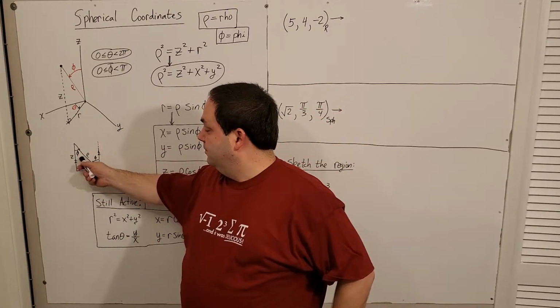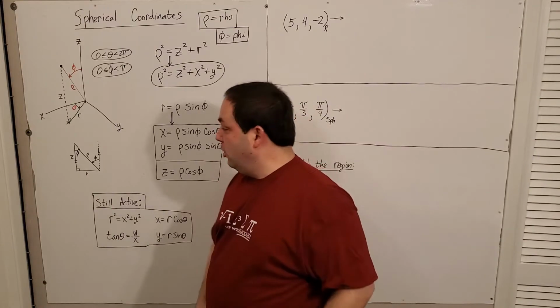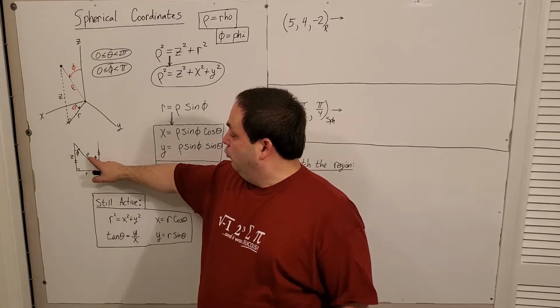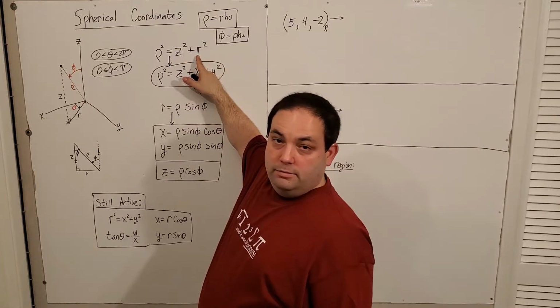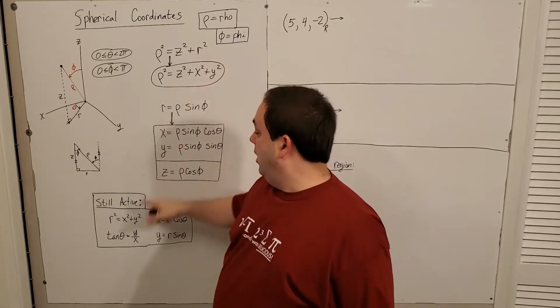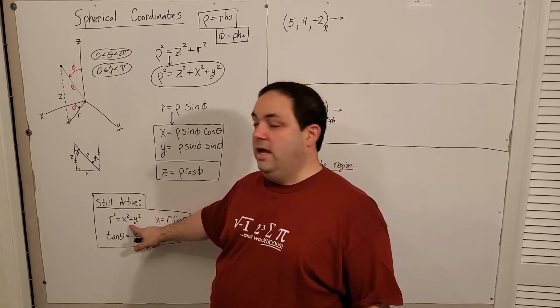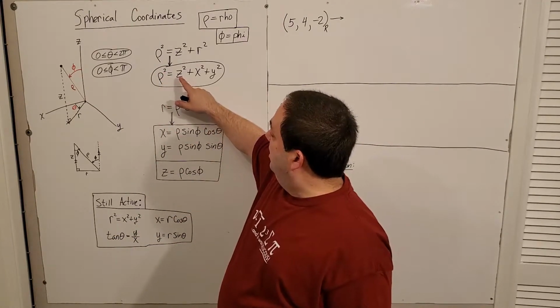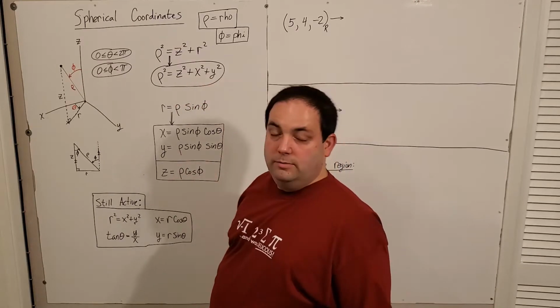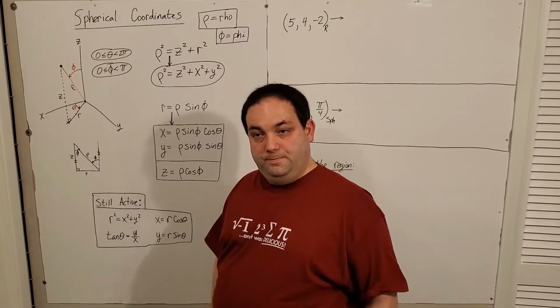Either way, what you should be noticing is that rho squared is z squared plus r squared, right? Pythagorean theorem. But we already know that r squared is x squared plus y squared. So rho squared is z squared plus x squared plus y squared. That's one of your conversion formulas.